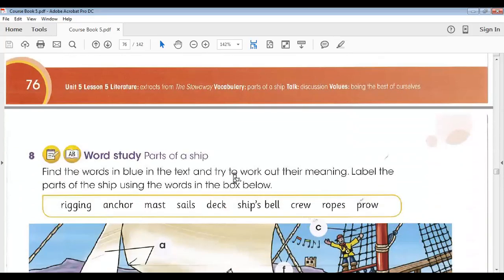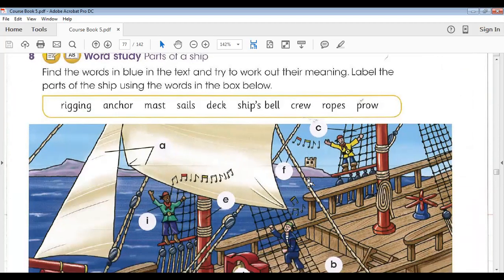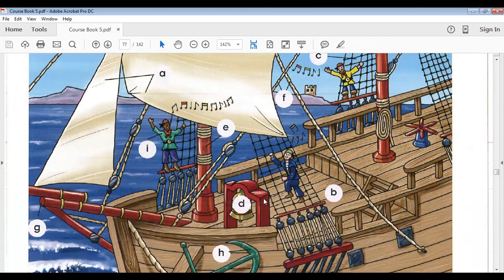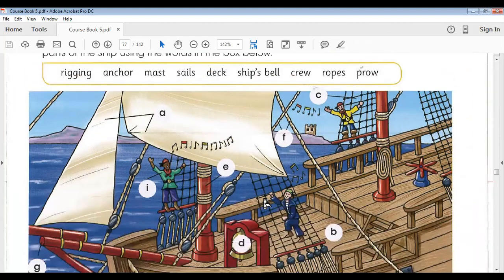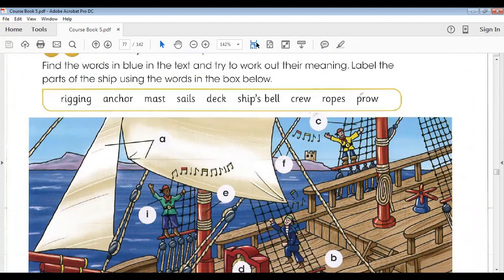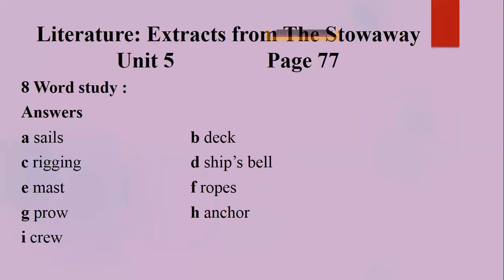After that, we had activity 8, which was about vocabulary as well. We have these letters, parts of ships. I asked them to match the words in this box with the appropriate number, the appropriate picture. For example, this is anchor, H, and then I discussed the answer as well. I displayed the answer, so here is the answer on your screen right now.